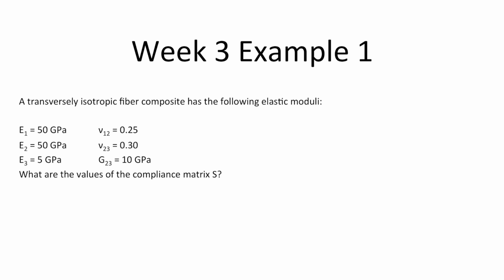We're told the composite is transversely isotropic, and we notice that if we look at the elastic moduli, the Young's moduli in the 1 and the 2 directions are the same. E1 is equal to 50 gigapascals, and so is E2, and the composite is isotropic in the x1, x2 plane. So let's just start off by writing down that the composite is isotropic in the x1, x2 plane, since E1 is equal to E2. And then we can start calculating our values of the compliance matrix.